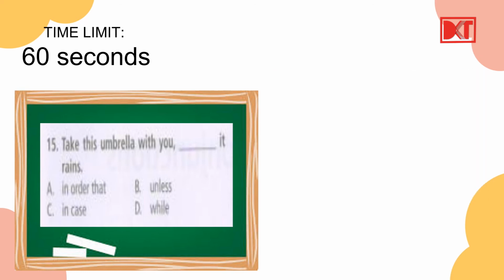Take this umbrella with you, dash it rains. In order that it rains, unless it rains, in case it rains, or while it rains. Here we are providing certain condition. Okay, so we will be using C. In case it rains. Right. There's a slight chance, the probability that it may rain. So take this umbrella with you. Alright. In order that is used for a purpose, unless is used for a condition, while is again the conjunction of time.